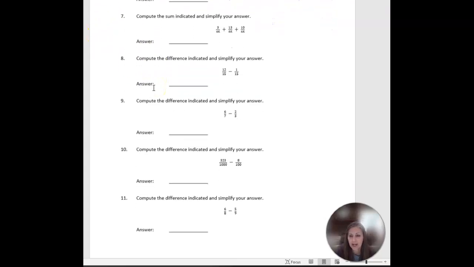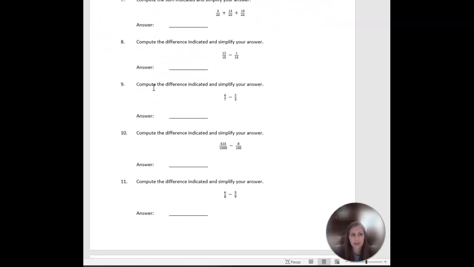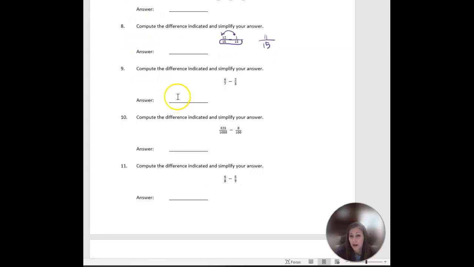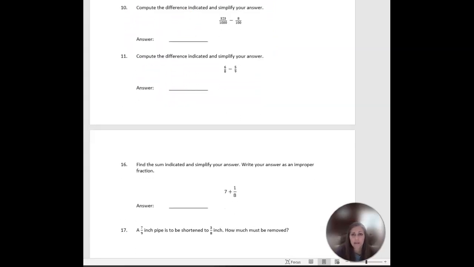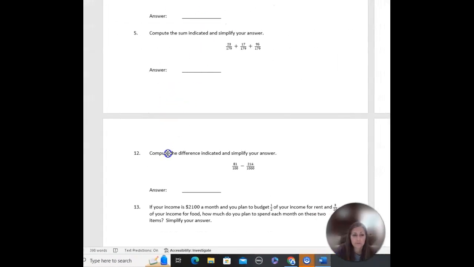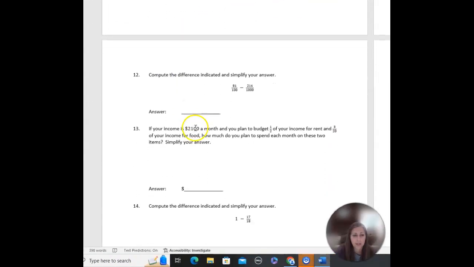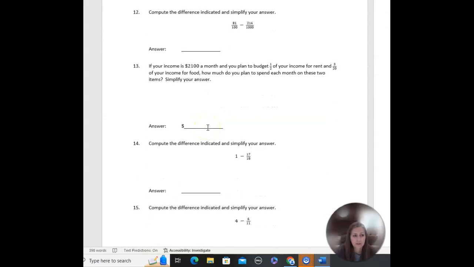We're getting to some subtraction here. I'll just go over one brief one. You operate subtraction and addition the same way. Since this is a common denominator, all we have to do is subtract our tops. So 12 minus 1 is 11, and you keep your denominator of 15. You would have to get a common denominator for 9, 10, 11. Let's go over to the other page. You would have to get a common denominator for 12 as well.